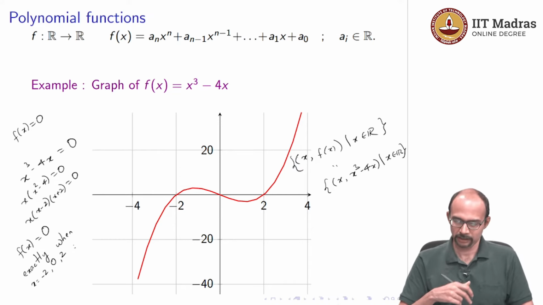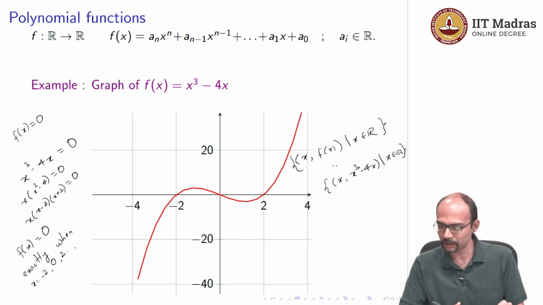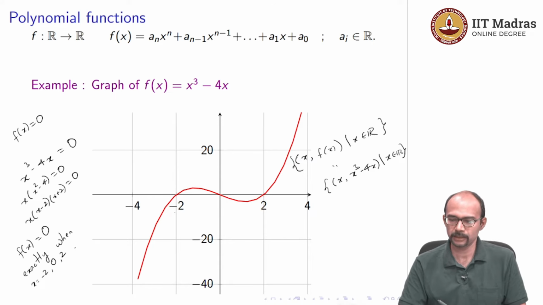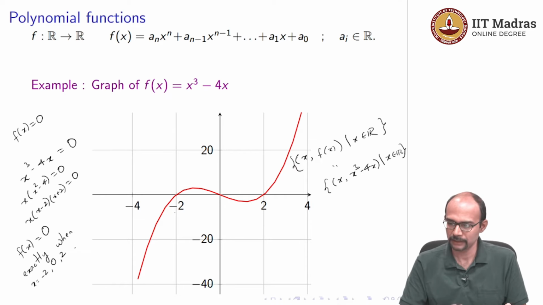just for the symmetry to be clear. So, minus 2, 0 and 2 give you the zeros of this polynomial. In general, of course, a polynomial may not have zeros, and we will see such a polynomial later on, maybe not in this video, but in the next one.